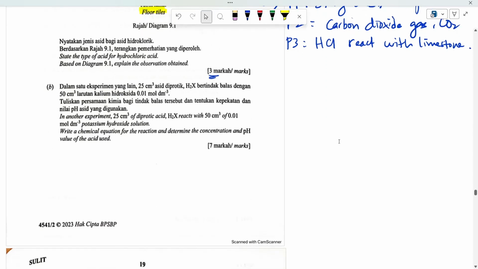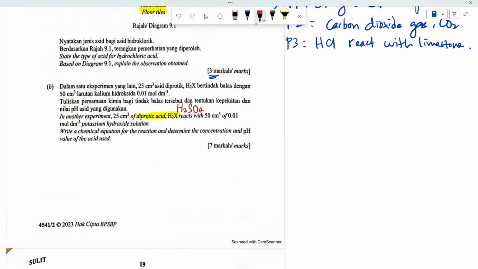Okay, now B. In another experiment, diprotic acid H2X. Now we know it is a diprotic acid already. It reacts with potassium hydroxide solution. There are not many examples of diprotic acid that we know. So what is the most popular diprotic acid we know? Sulfuric acid, H2SO4.